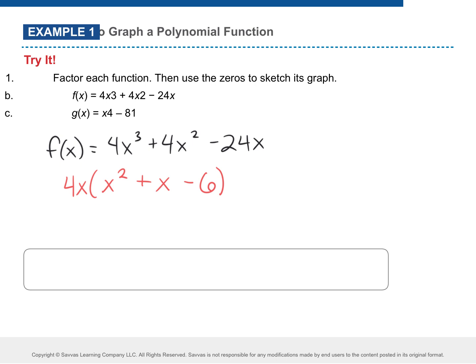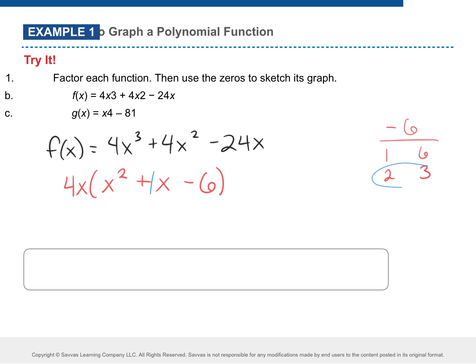Are we fully factored yet? No. Why not? Right, can I go farther with this? You have to factor that x. Gotta factor it out. 6. Yep, what are factors of negative 6? 1 and 6, 2 and 3. Okay, which one of those gets me to 1?